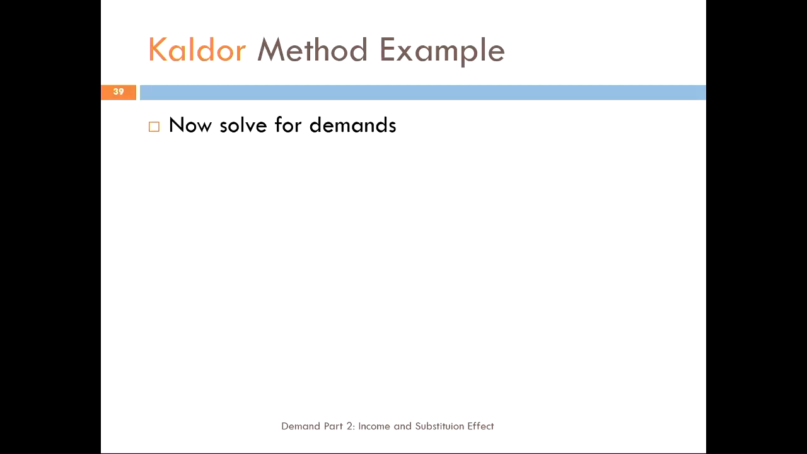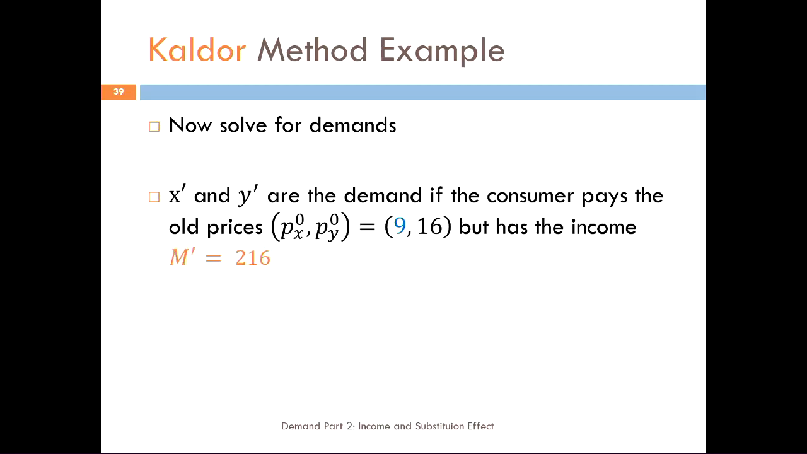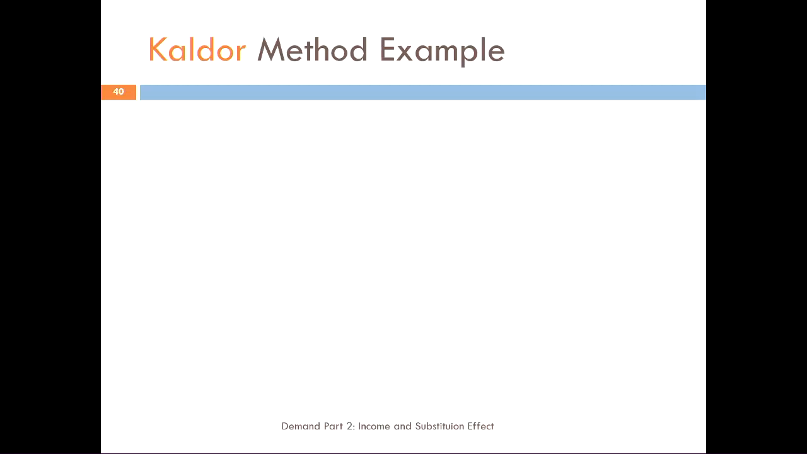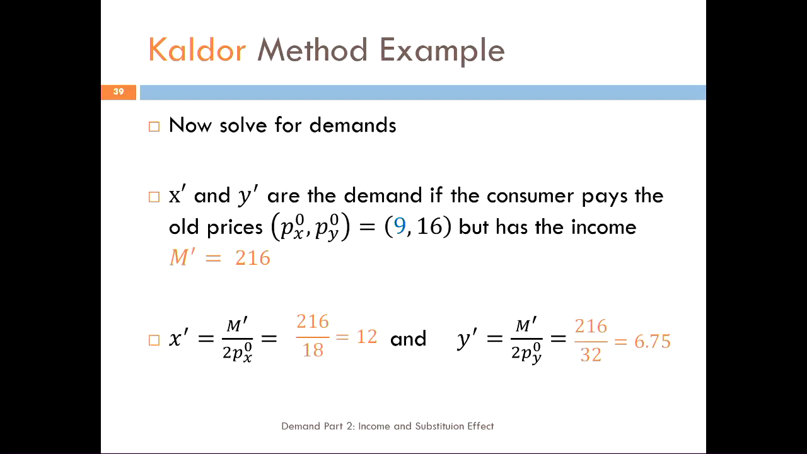Okay. So the last part, just to solve out what are those hypothetical demands, x prime, y prime. Right? Well, facing the old prices, 9 and 16, if we give you an income of 216, then plug that into your demand functions, and we'll see that the quantity demanded of x is 12, quantity demanded of y is 6.75. Again, I'm going too quick.